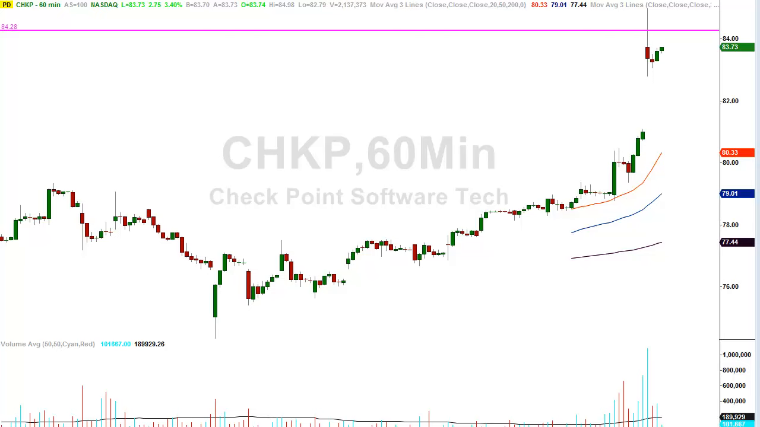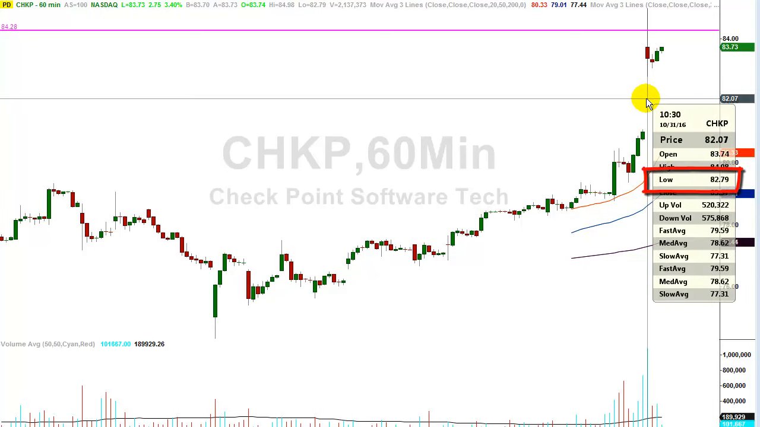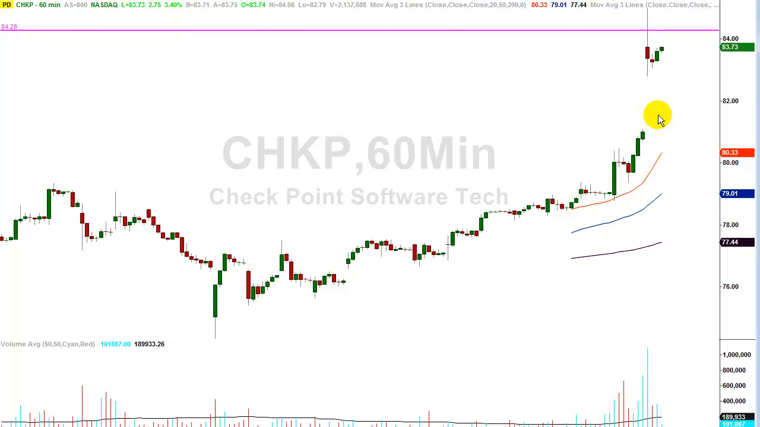As you can see, within the hour, this is a 60-minute chart we're looking at, the stock was already down within the hour at a level of $82.79, representing a possible gain on the stock of $1.49. That would be maximum gain from the entry level to the low within the hour. If for nothing else, this displays the power of these levels.